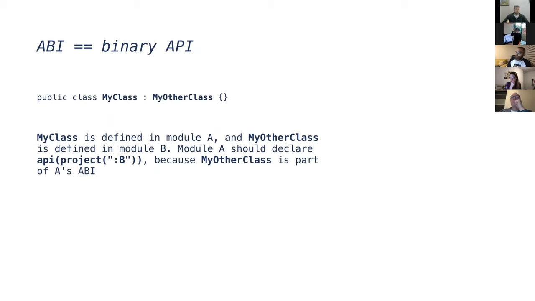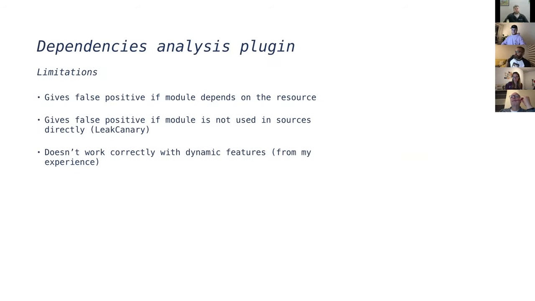And here's an example. We have my class, which implements my other class, and my class is defined in module A, and my other class is defined in module B. Then A should declare B as an API dependency because my other class is a part of the binary API. So I think it's one of the important points of this presentation. So don't misuse the API configuration like an extra level of dependency, but think about this one, and this plugin will help you with that. And of course it's a new plugin, so it has some limitations.